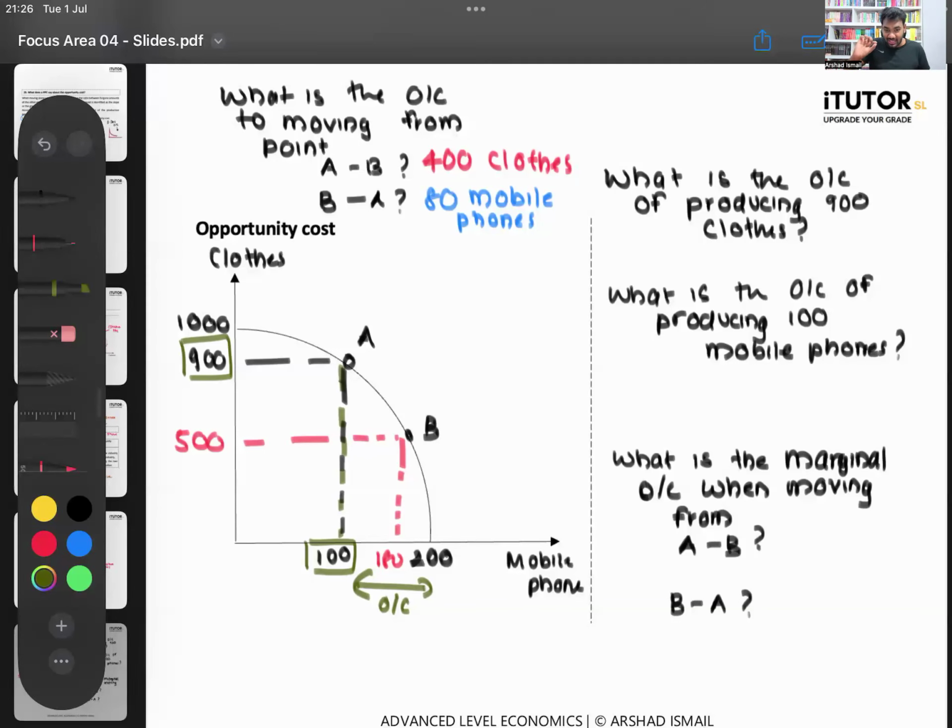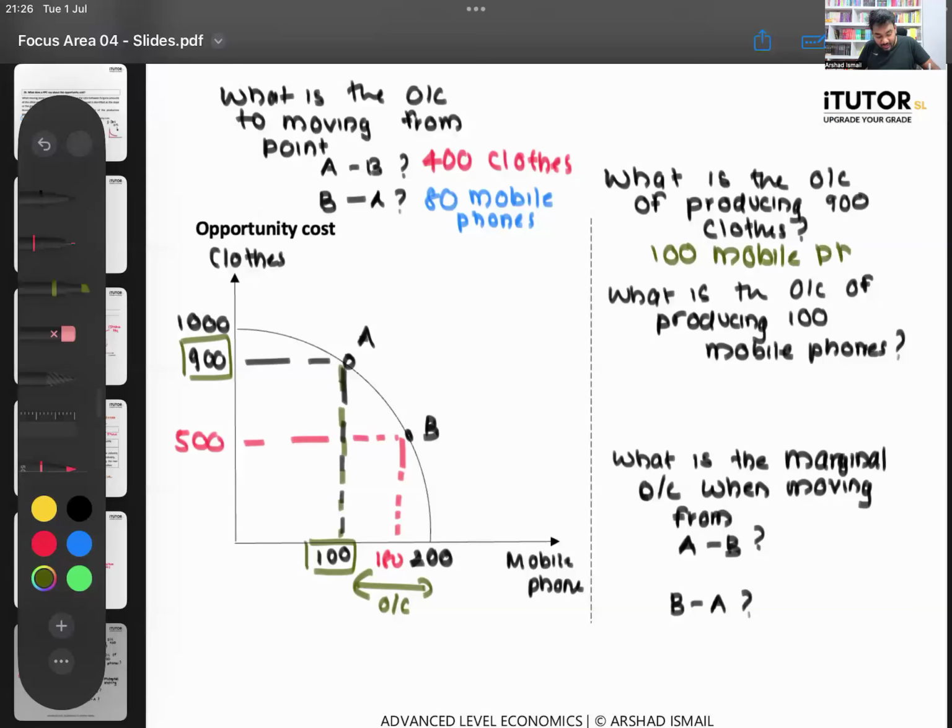If you're not producing any clothes, always remember, if they ask you the opportunity cost of clothes, you can't say 100 clothes. The opportunity cost of producing clothes has to be in the other good always. So the opportunity cost of producing 900 clothes is 100 mobile phones, what you can't produce. So here the answer would be 100 mobile phones.